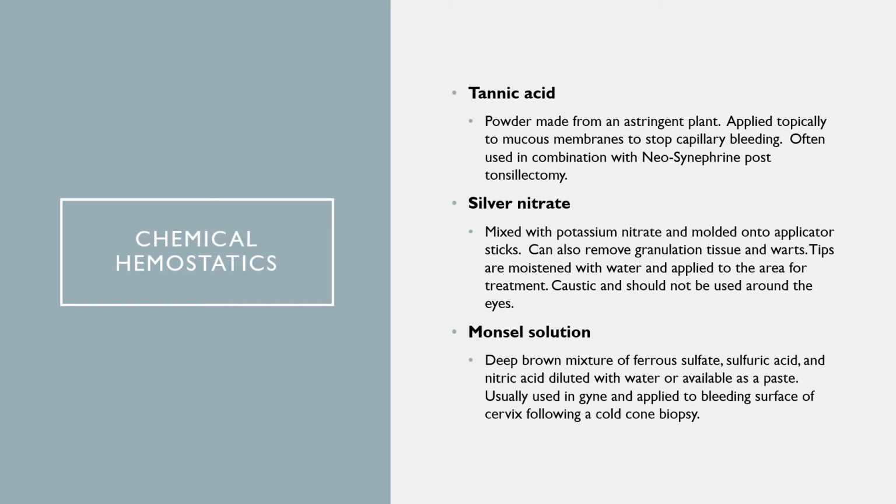Okay, and another chemical hemostatic that we will use quite often is Monsel solution. This is a deep brown mixture of ferrous sulfate and sulfuric acid along with nitric acid diluted with water, or it's available as a paste as well. It is usually used in gynae and applied to the bleeding surface of the cervix following a cold cone biopsy. And a note about Monsel solution is that you can see here it is deep brown in mixture, very similar to the Lugol solution, which is also deep brown in mixture. So we need to be sure if you have both of these items on your table, they are clearly labeled because they do have a very, very similar color and texture.